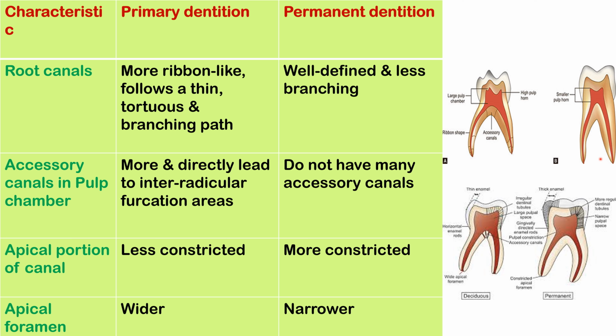Talking about the accessory canals in the pulp chamber, in the primary dentition, they are more numerous and directly lead to the interradicular furcation areas, whereas in the permanent dentition, we cannot see accessory canals. Next is the apical portion of the canal, which is less constricted in the primary dentition as compared to the permanent dentition. Next comes the apical foramen, which is wider in the primary dentition as compared to the permanent dentition, which shows a narrower apical foramen.